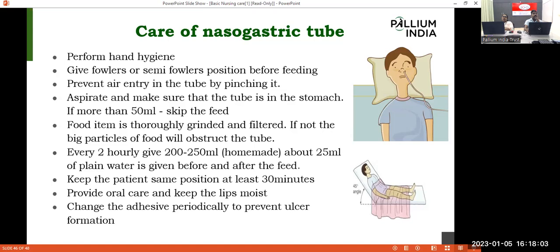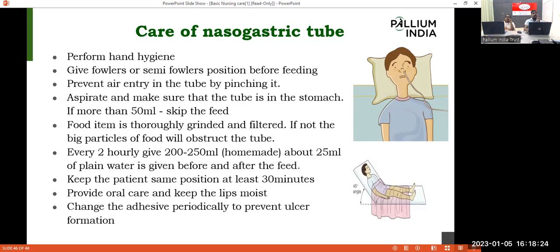Then, only if necessary, change the position. Provide oral care also. I told that even in a patient with a nasogastric tube, oral care is very much needed. So we need to do it and keep the moisturizing effect inside the oral cavity and on the lips also, for avoiding cracks and dryness.